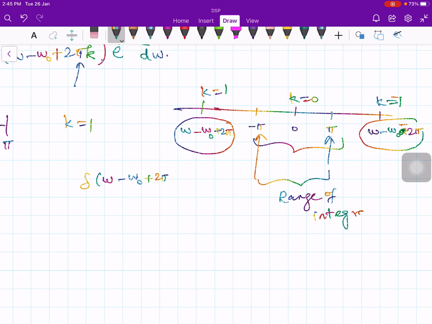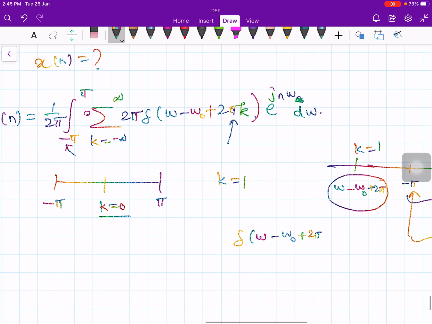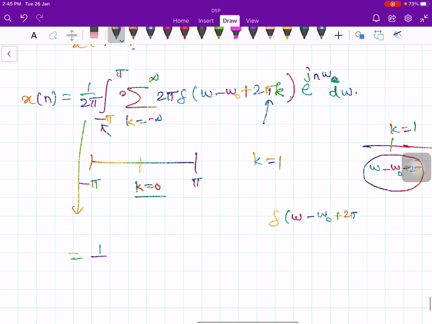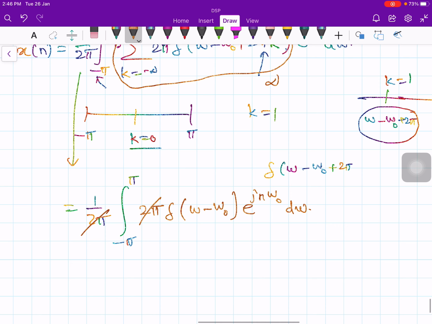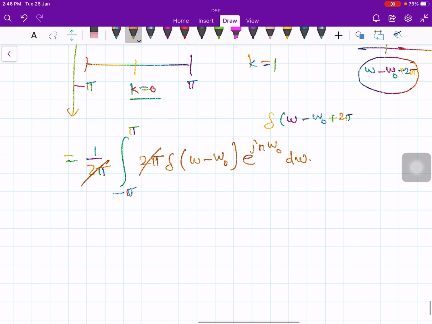So therefore only one value exists in this integral, that is k is equal to 0. Therefore this is going to be 1 by 2 pi, integral minus pi to plus pi. In this summation I have an infinite number of terms. Out of infinite terms, I have only one non-zero term, that is 2 pi times del of omega minus omega naught, because k is equal to 0 there, e to the j n omega d omega. Now this 2 pi and this 2 pi will get cancelled. So this is the integral of del of omega minus omega naught e to the j n omega d omega.